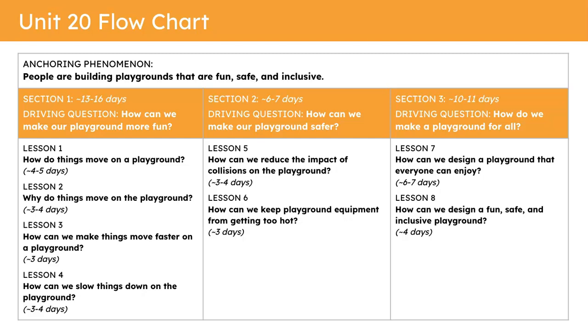This unit is divided into 3 sections. Each section has a driving question designed to reflect what we anticipate students would naturally ask through the learning process. In this unit, 1 anchoring phenomenon carries the storyline. Section 1 has 4 lessons, and sections 2 and 3 each have 2. The unit will take about 34 days to complete.